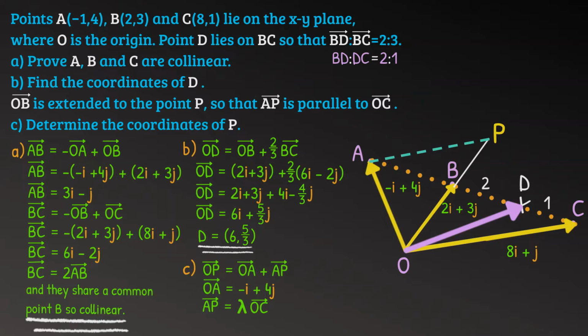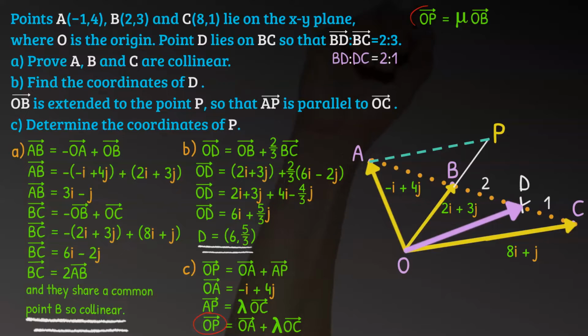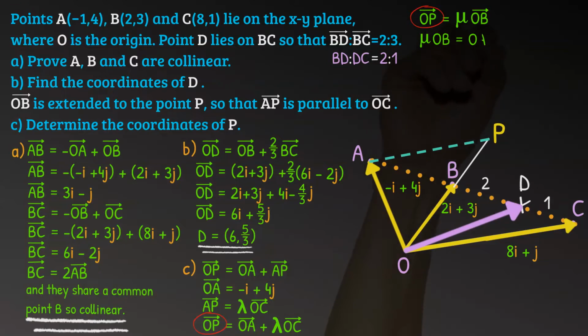We just don't know what that value is at the moment. So for now, we'll just call it lambda. So now we can write OP is equal to OA plus lambda OC. But we also know that OP is an extension of OB. So OP is going to be some value, which for now we're going to call mu, times OB. So now we have two different expressions for OP. So we can substitute one back into the other and we get mu OB equals OA plus lambda OC.